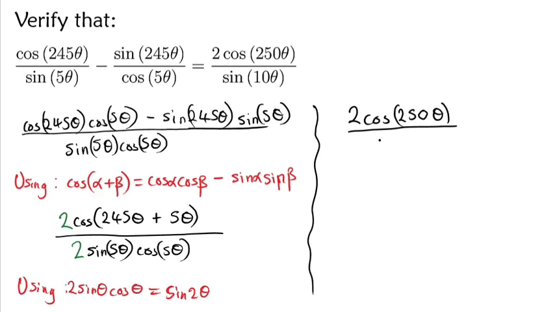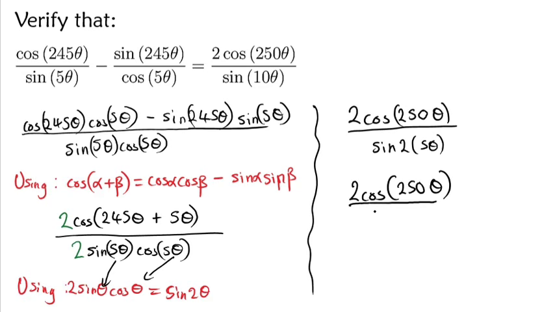So that will be sine 2 times theta. Now our theta, or the angle in this case, is 5 theta. So 2 times theta will be 2 times 5 theta, like that. So finally, we'll just say 2 cos 250 theta divided by sine 10 theta, like that. So there we have it, hence shown.